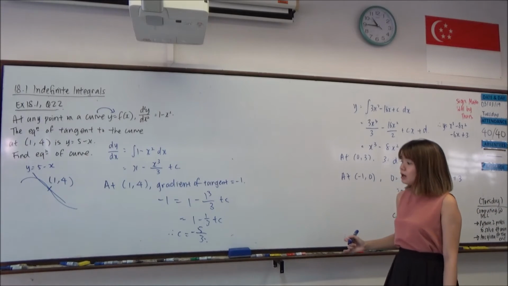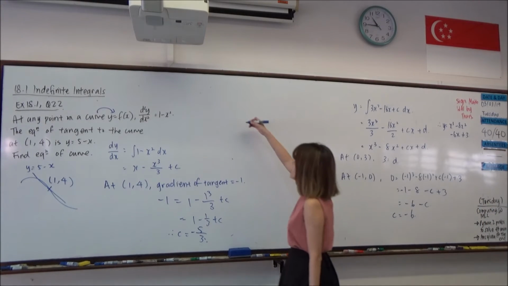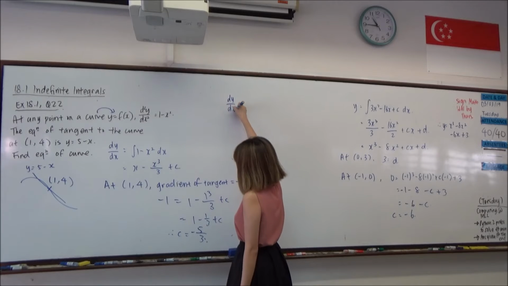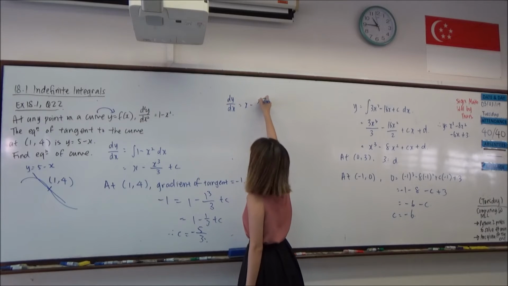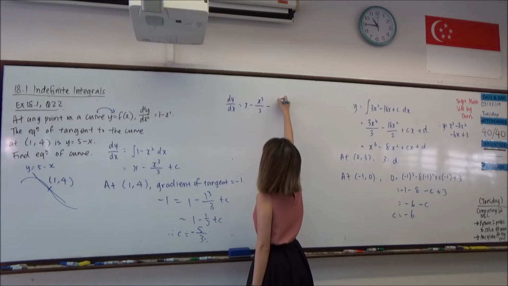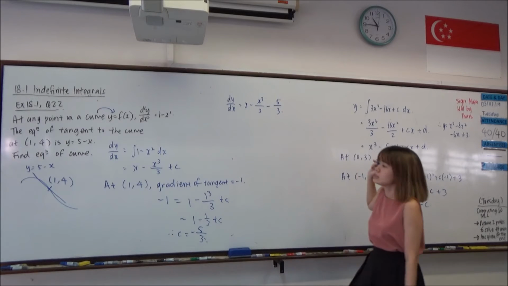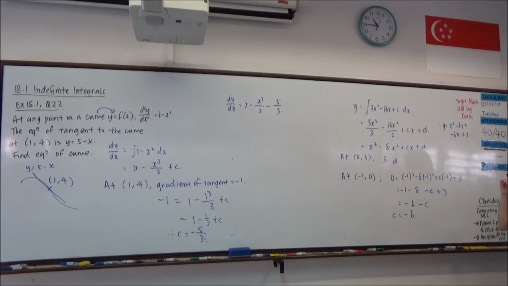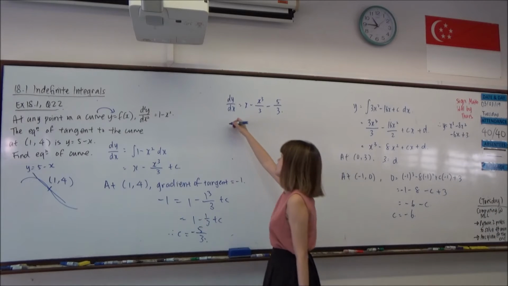Then after that, we find the C already, so our first derivative would be going by this equation, and then we will be able to find out the equation of the curve, right? By integrating it again.